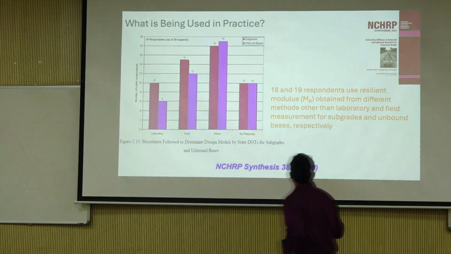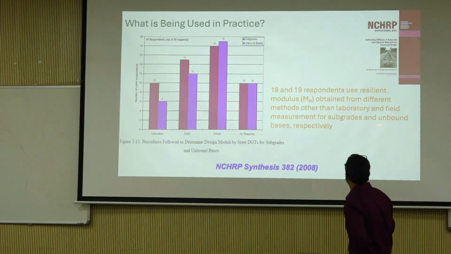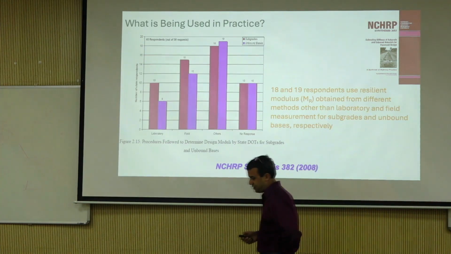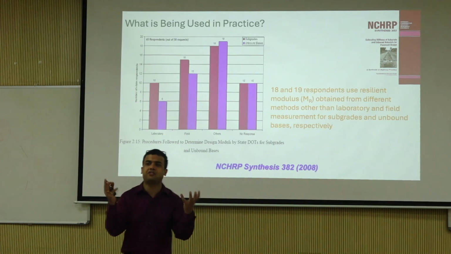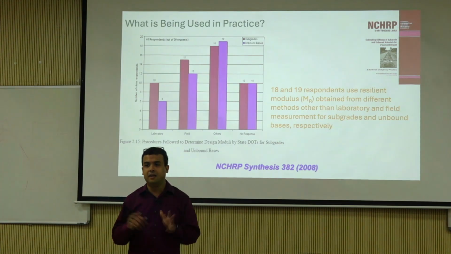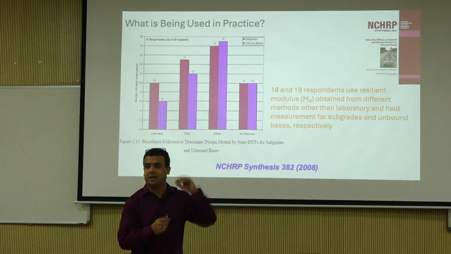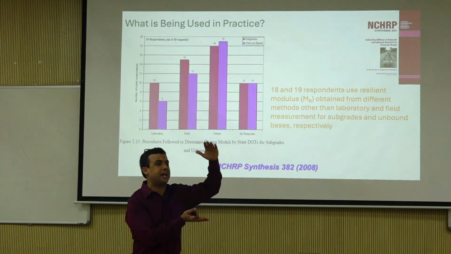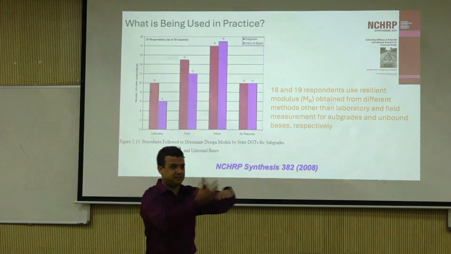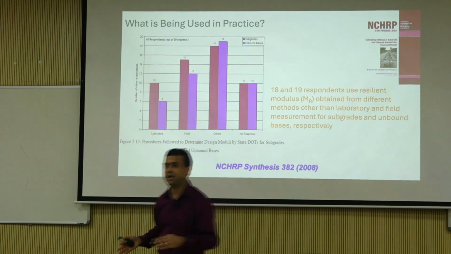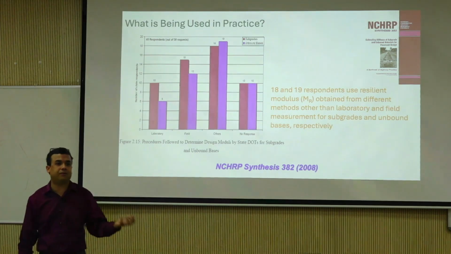So 19 respondents use resilient modulus obtained from methods other than laboratory and field measurement for subgrade and unbound bases respectively. What does that mean? If you do an AASHTO, I know some of you don't have any pavement design background, so that's a little challenging to understand everything. But even if you go through AASHTO 1993, subgrade modulus is an input, right? That is how it all starts. That's the support you start with. But how do you get the modulus? Where are you getting that from?